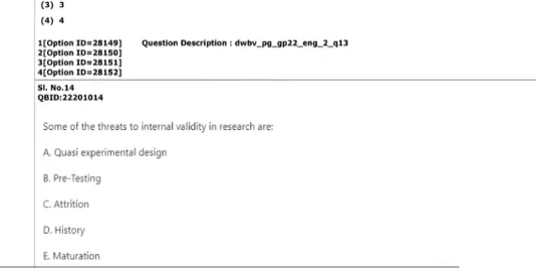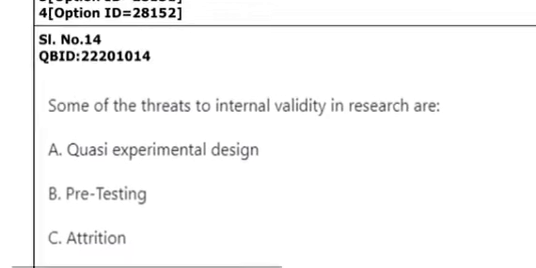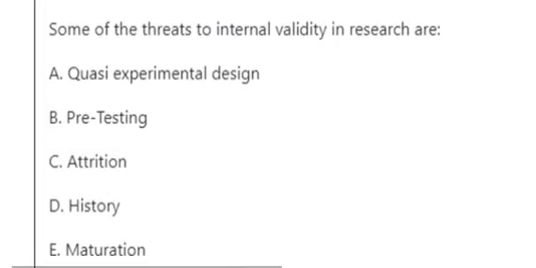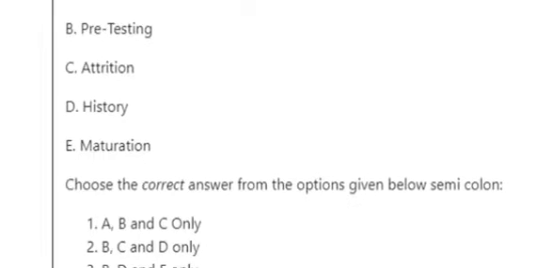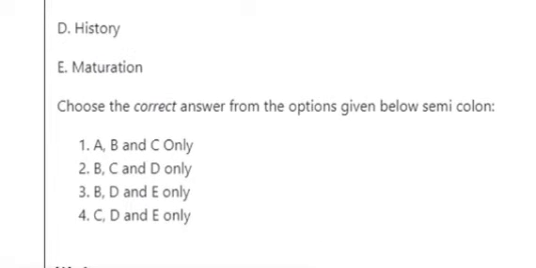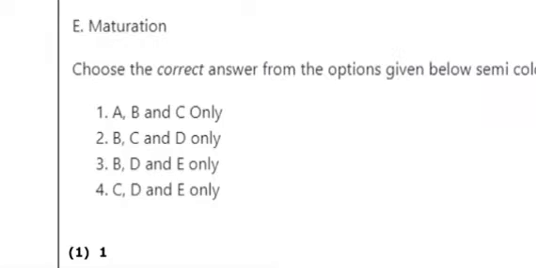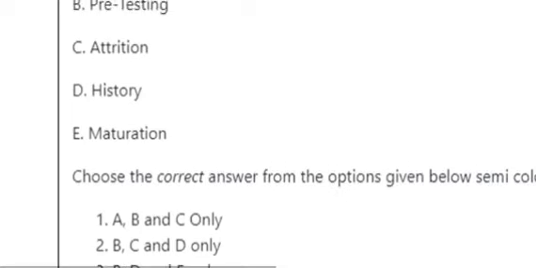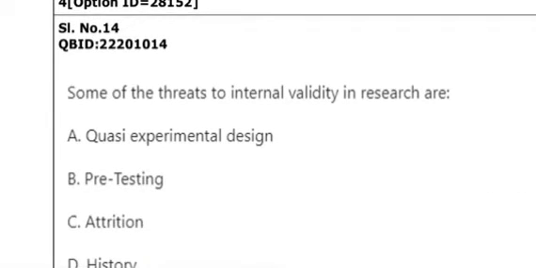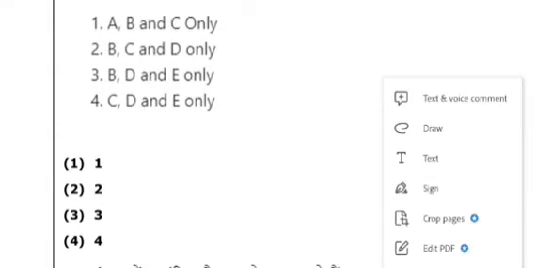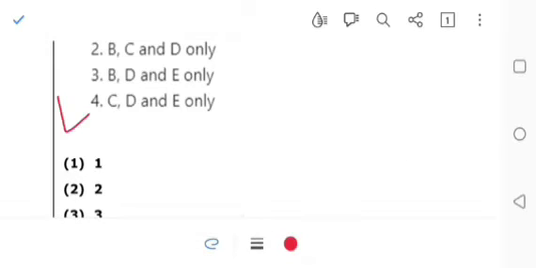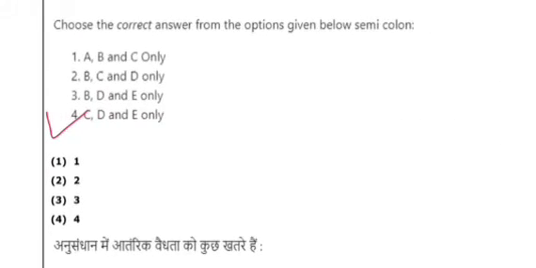Moving on, number 14. Some of the threats to internal validity in research are what? Quasi-experimental design, pre-testing, attrition, history, maturation. Now choose the correct answer from the options given below: A, B and C only; B, C and D only; B, D and E only; C, D and E only. So option D will be correct. C, D and E. These options will be correct except A and B.